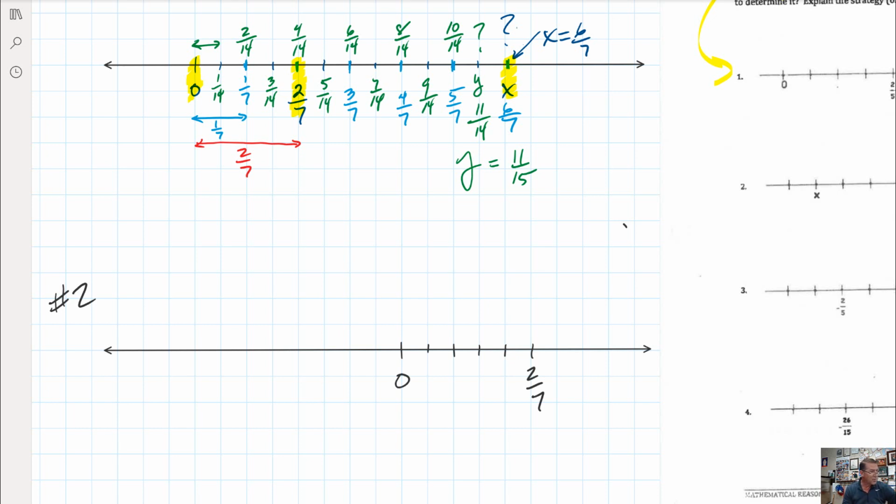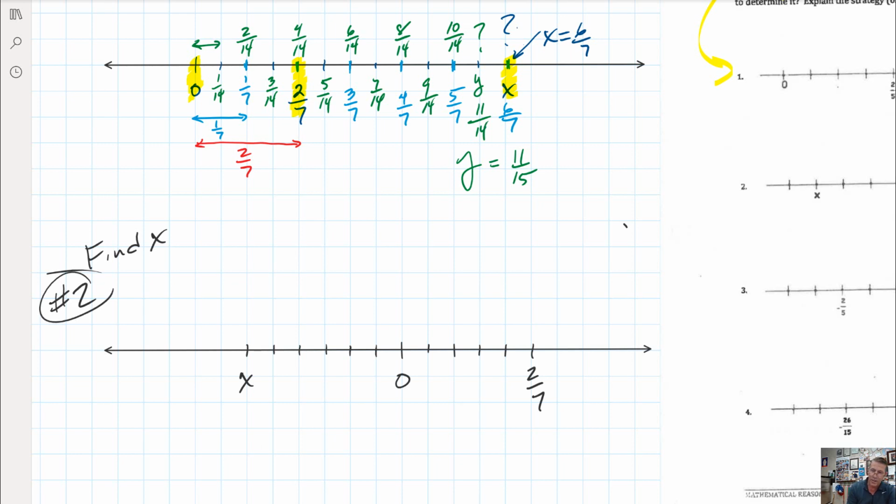Now let's suppose that x is to the left of 0, so it's got to be some negative number. So let's go 6 units to the left just for funsies here. So 1, 2, 3, 4, 5, 6. Okay, and let's plot x there. And then again, on number 2 here, we got to find the unknown, right? All right, so find x. So given 0 and 2/7, find the unknown.